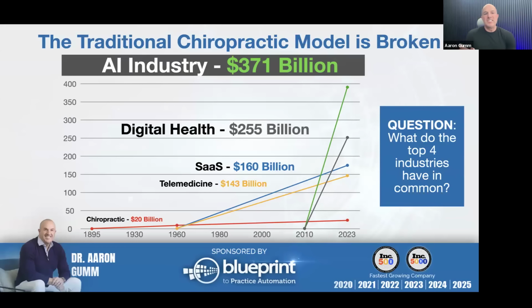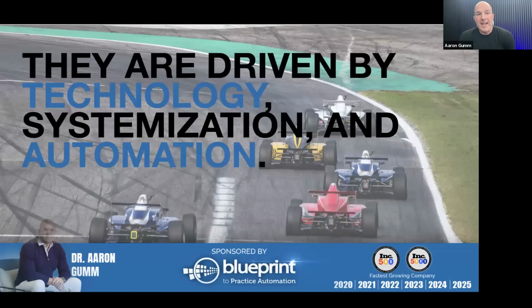So if we look at the business model, we have telemedicine, a $143 billion industry. SaaS model, $160 billion industry, $255 billion industry for digital health. And the AI industry is a $371 billion industry. What do those 4 industries have in common other than just producing ridiculous cash? They're driven by technology, systemization, and automation. This is the basis of Blueprint to Practice Automation.